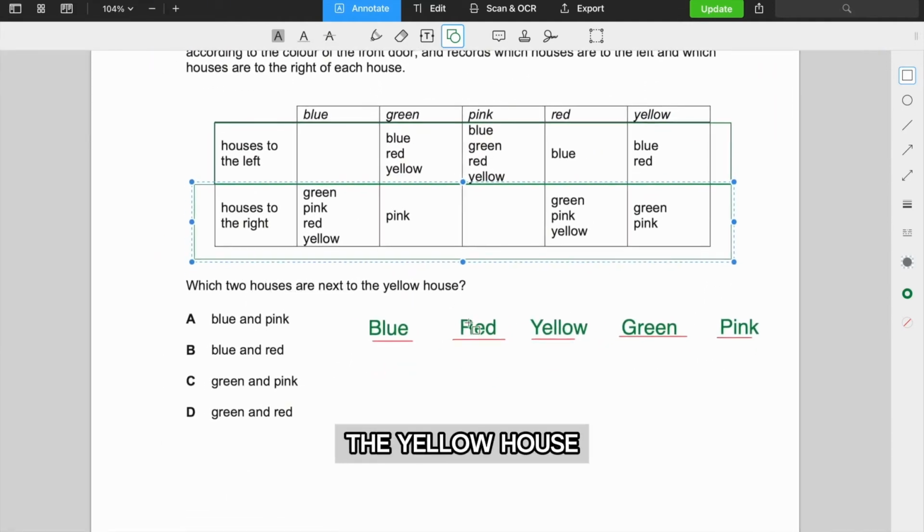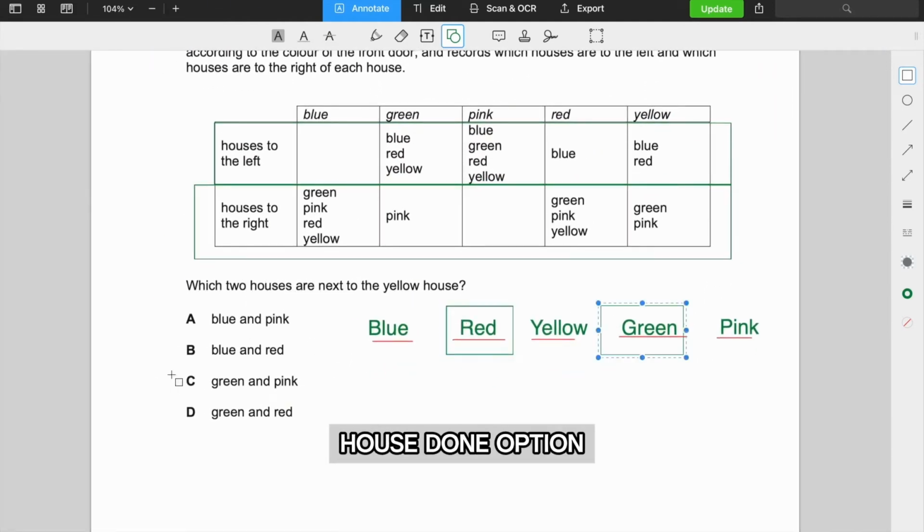Which 2 houses are next to the yellow house? Well, it's just the red house and the green house. Done. Option D.